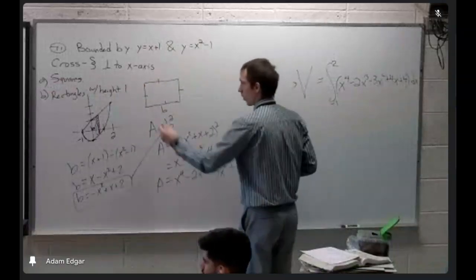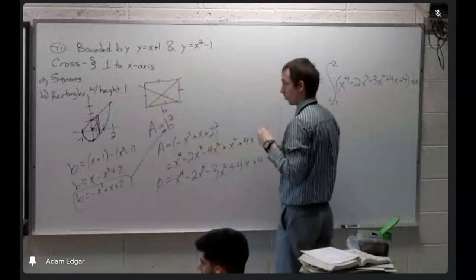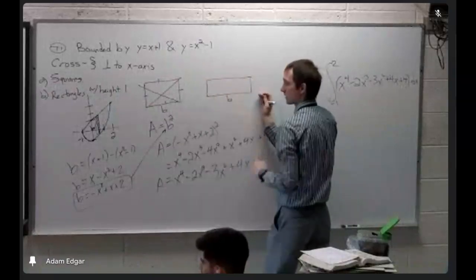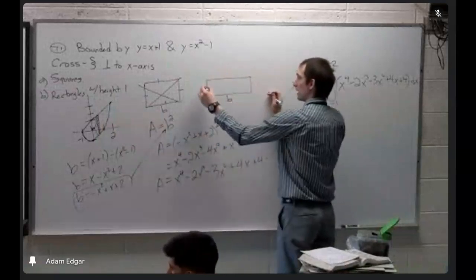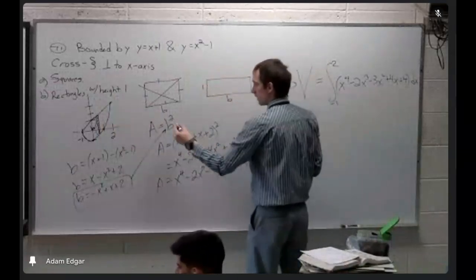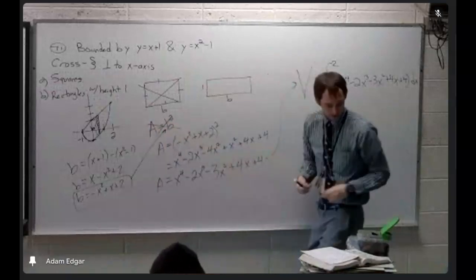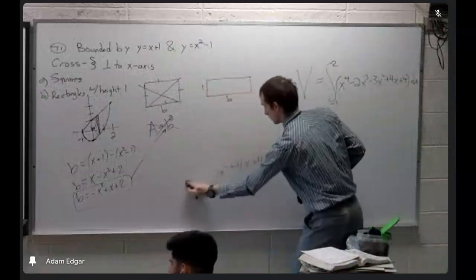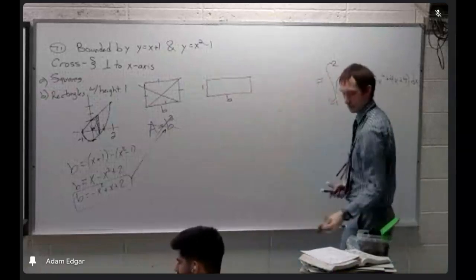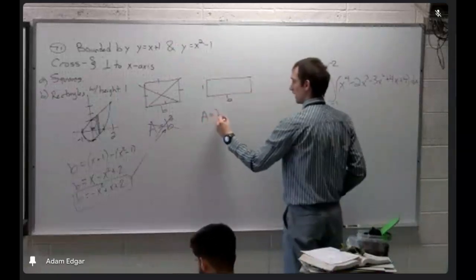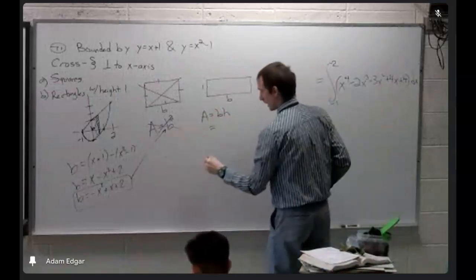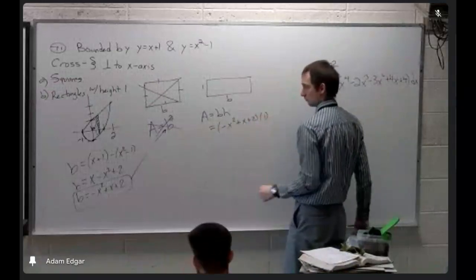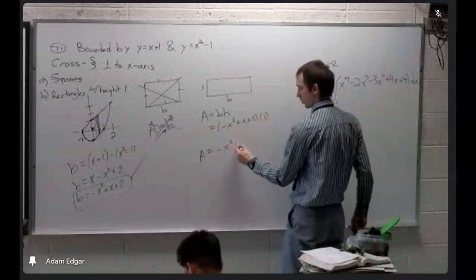So I'm going to cross this out, and I'm going to do a rectangle with a height of 1. The base of the bottom of the rectangle is still B, but now the height is 1. So instead of area equals B squared, now my area is going to be area equals base times height. My base is negative x squared plus x plus 2, and my height is 1. So area equals negative x squared plus x plus 2.